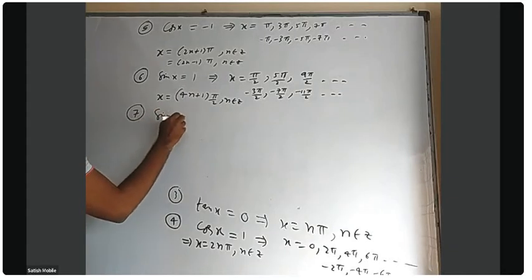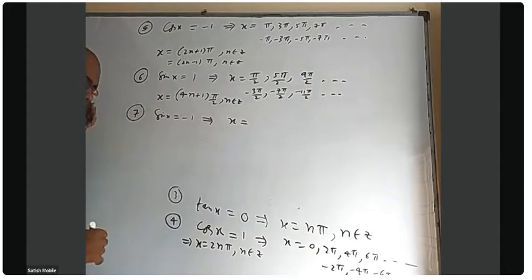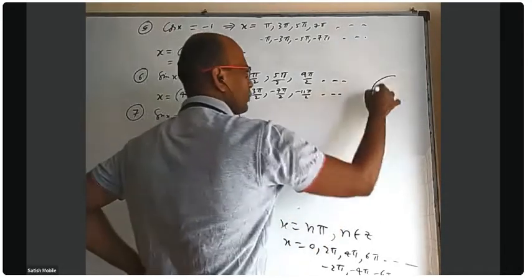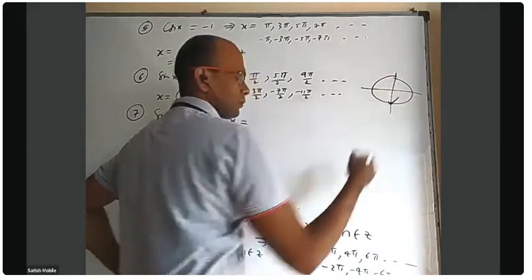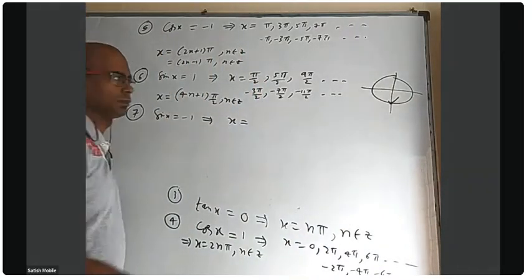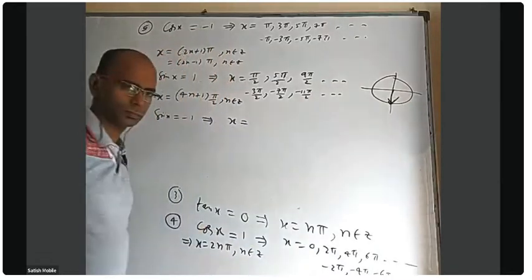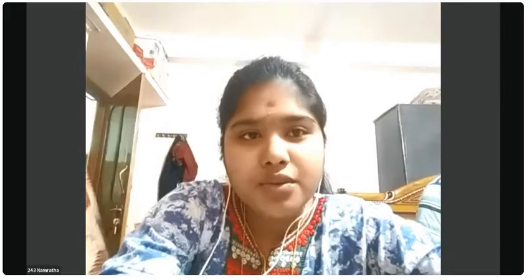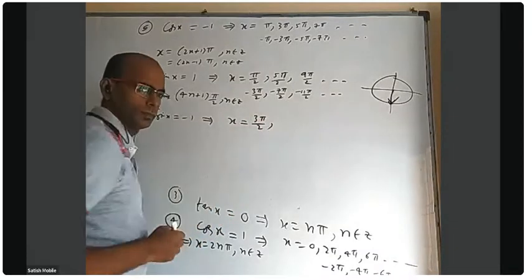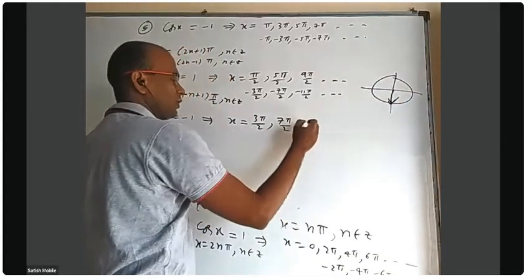Sin x equal to minus 1. Anybody want to tell some x values? Sin x is minus 1 here. Three pi by 2. Yes, 3 pi by 2, correct. Next, 7 pi by 2, so add 2 pi. One rotation 3 pi by 2, next rotation 7 pi by 2, next rotation 11 pi by 2.